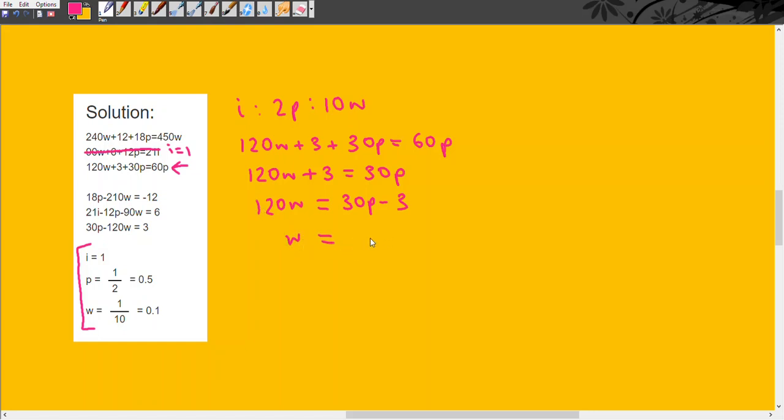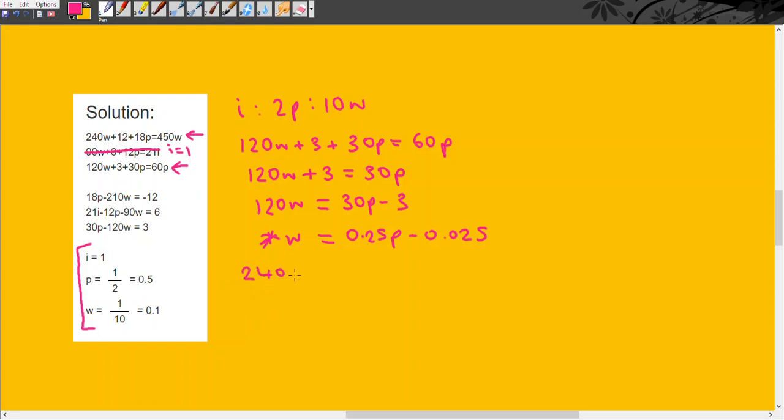So let me just get the calculator up. 30 divided by 120 is 0.25. So 0.25 pigs minus 3 divided by 120, 0.025. Okay, so we'll keep this total here, and then we're going to move to this line.